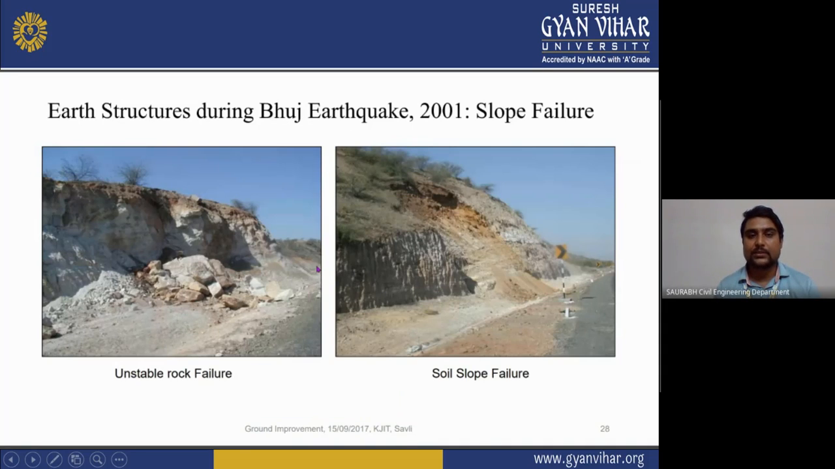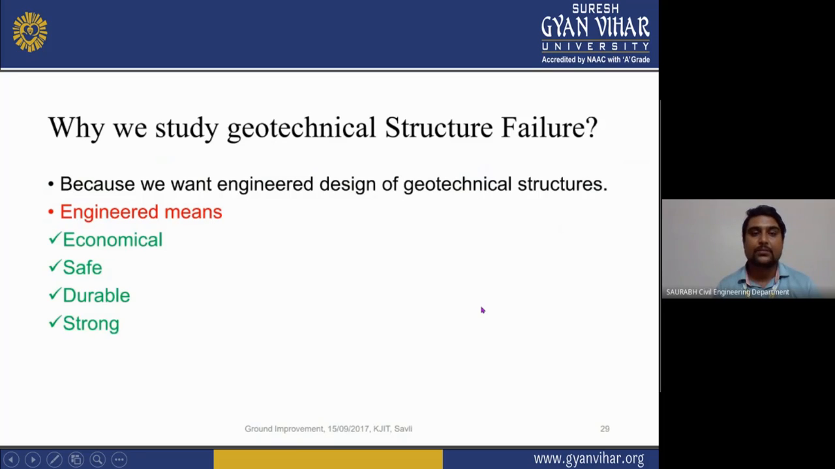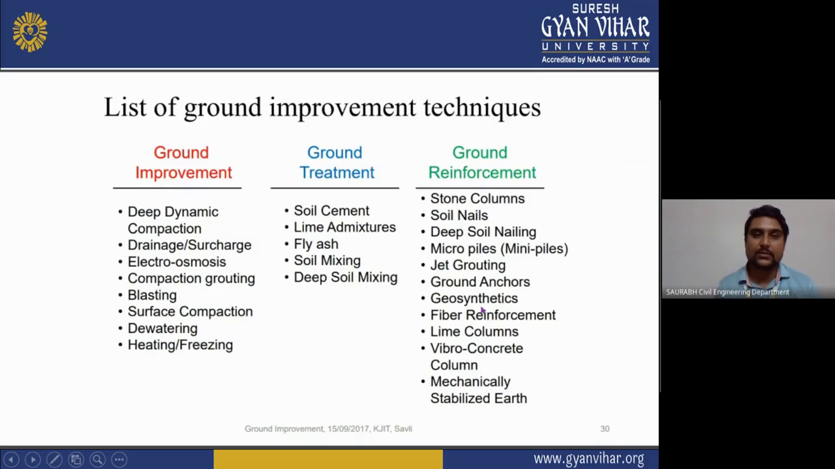And earth structures during the Bhuj earthquake, as you can see, these are soil failures. Like this is an unstable rock failure. As you can see, this is your soil slope failure. Why do we study geotechnical structure failure? We should know about it because we want an engineered design of geotechnical structures. Engineered means economical, safe, durable, and strong. It should be strong also.